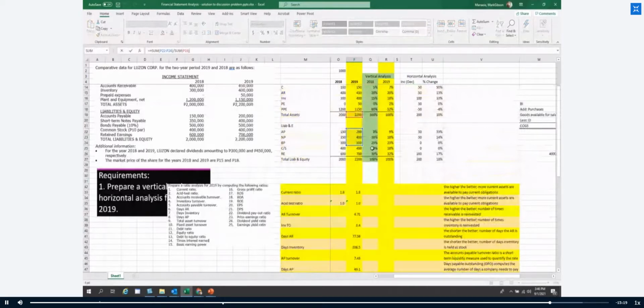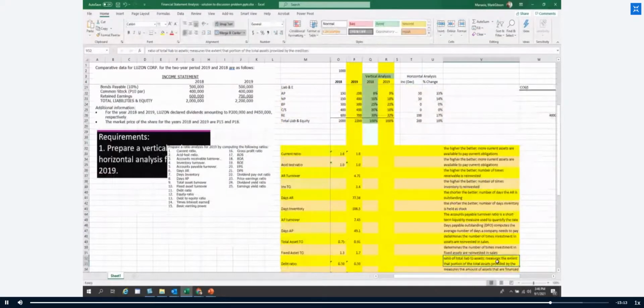It measures the portion of total assets provided by the creditors. So meaning to say, out of your total assets, 50% of that equates to those provided by your creditors. These are from various credit sources.